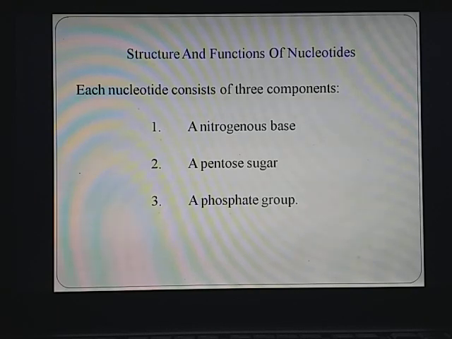It can be compared with the glycosidic bond present in carbohydrates between two monosaccharides, and it can also be compared with the peptide bond between two amino acids. In the same way, the phosphodiester bond is the bond present between two adjacent nucleotides. This phosphodiester bond forms the backbone of the nucleic acids.